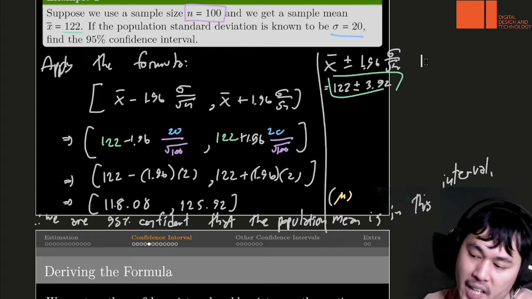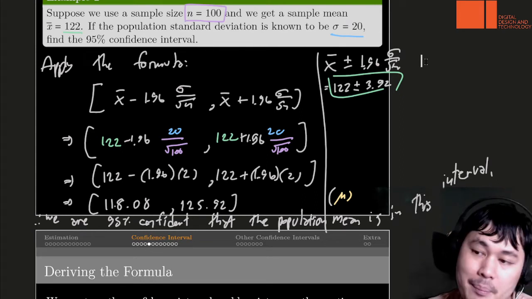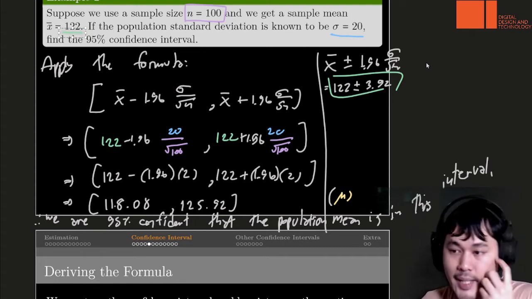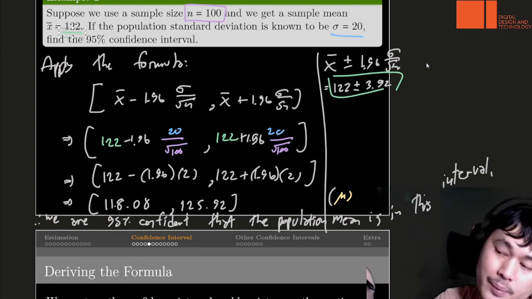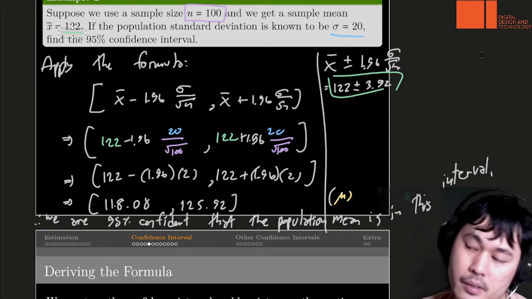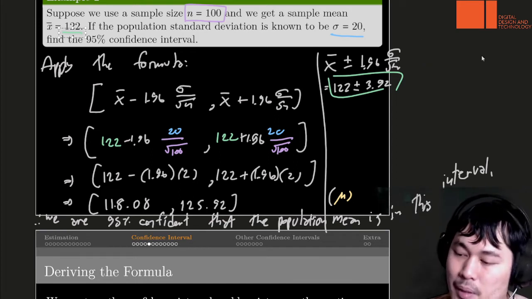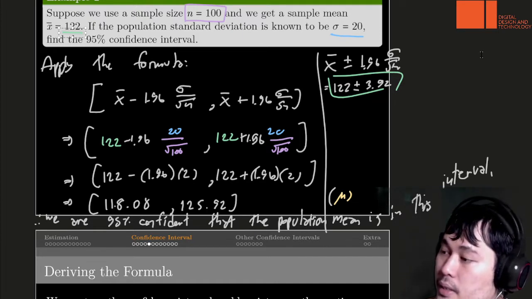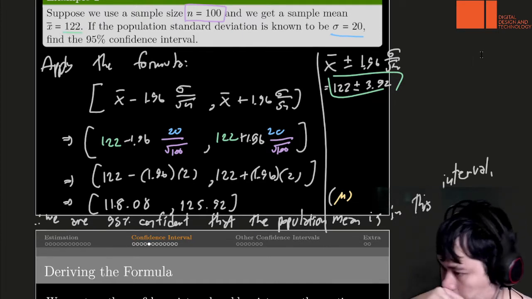And again, we don't know what the actual population mean is, but based on this sample mean of 122, we are pretty sure that it's 122 plus or minus some small numbers. In this case, about 4. And that's the answer here.